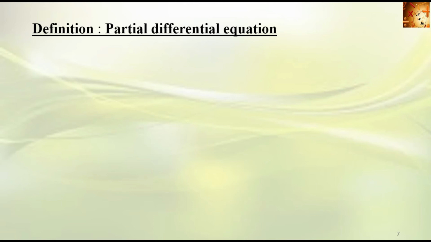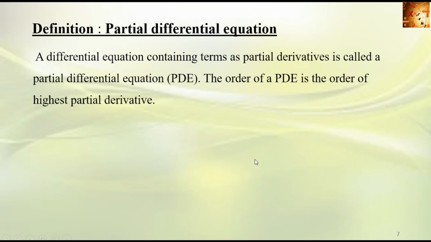Next we are moving to the partial differential equation. A partial differential equation is a mathematical equation that involves two or more independent variables, an unknown function which depends on those variables, and partial derivatives of the unknown function with respect to the independent variables. That is, a differential equation containing terms as partial derivatives is called a partial differential equation, which is shortly denoted by PDE.